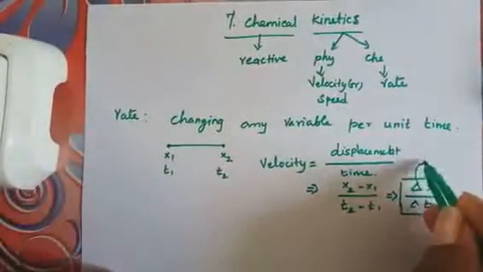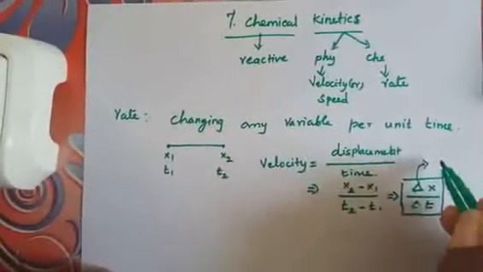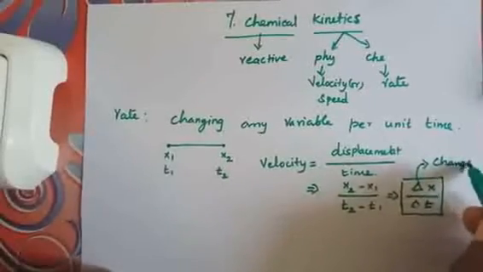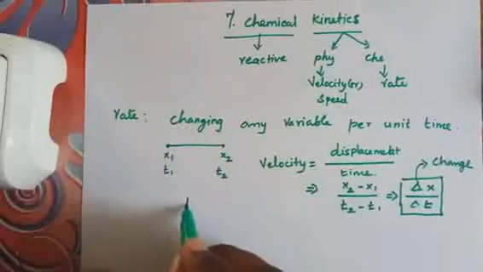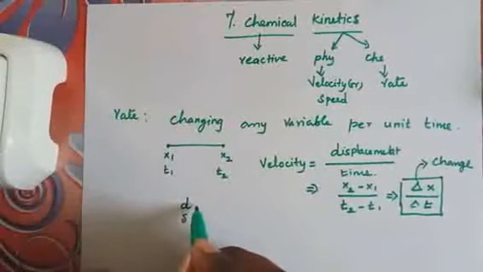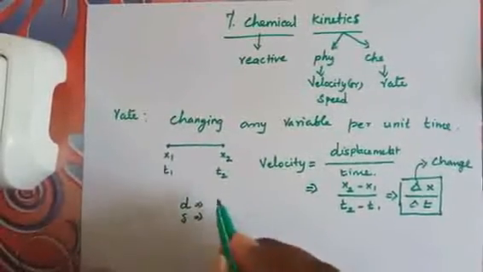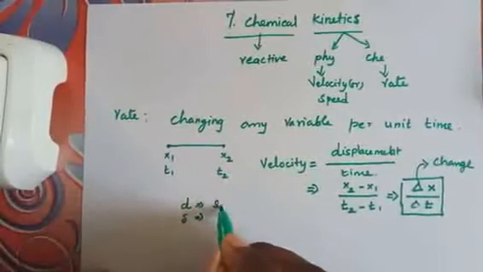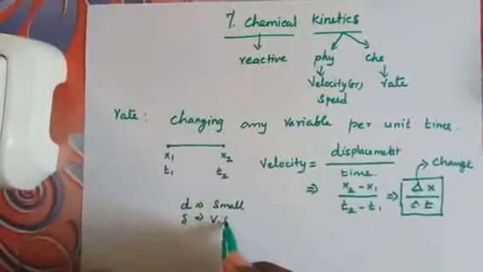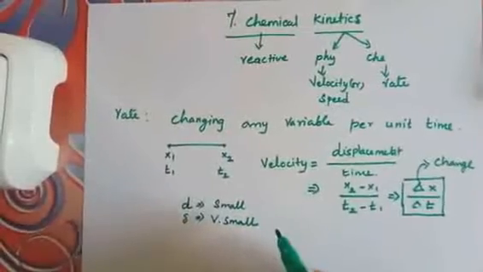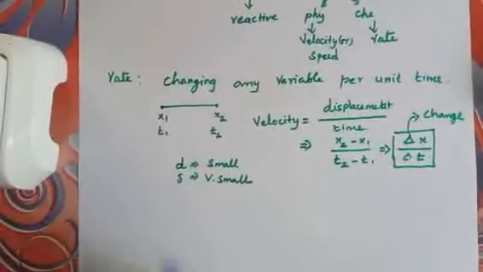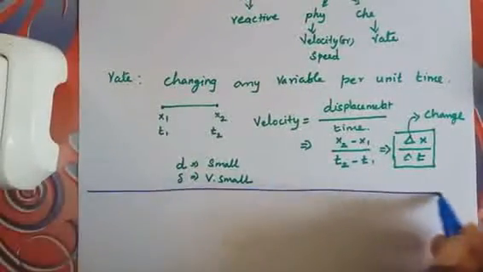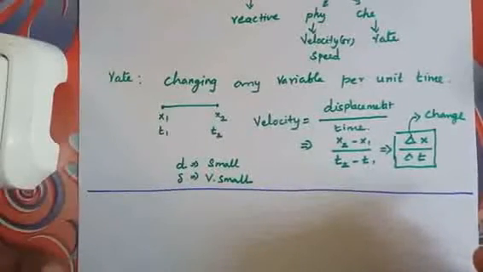Here delta is generally called change. When the change is large, delta is used. D is used for change that is small or very small. In the same way, it is possible to measure the rate of a chemical reaction by measuring the change in concentration of the reactant or product with time difference.